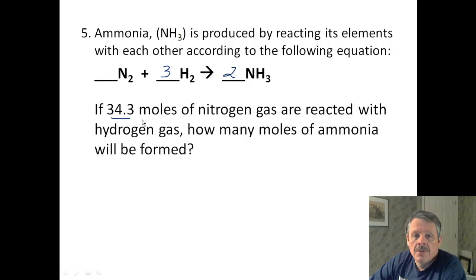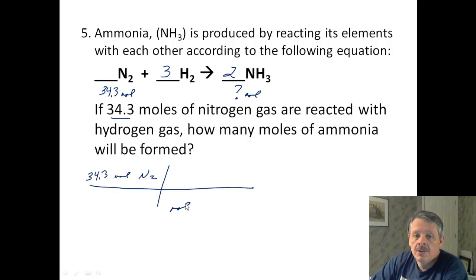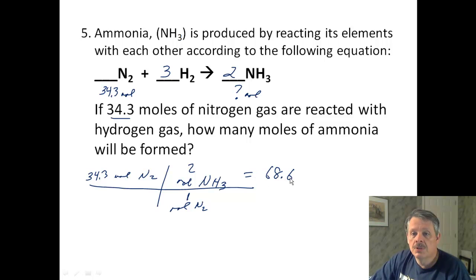Alright, if I have 34.3 moles of nitrogen gas, that's this one, 34.3 moles, how many moles of ammonia, that's over here, will be formed? Alright, so I start with 34.3 moles of N2. And I have to convert from moles of N2 to moles of ammonia, NH3. And for every mole of N2, I produce 2 moles of ammonia. So I'm done. All I have to do is multiply that out. So that's going to be 68.6 moles of ammonia.